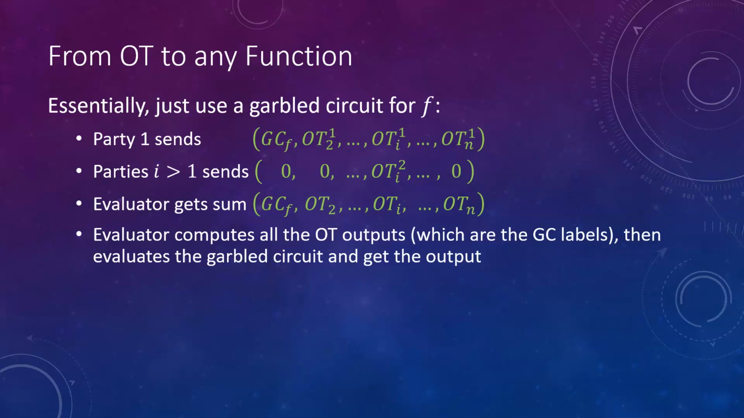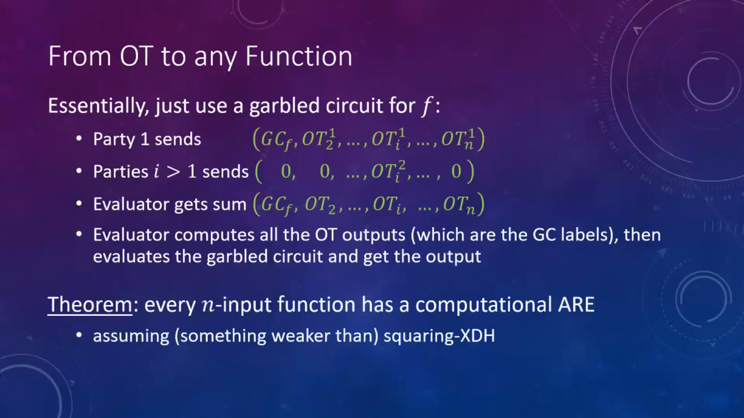The evaluator gets the garbled circuit in the first component, and gets the thing that lets it compute the oblivious transfer output in all the other components. Now it knows one label from each wire, and it can evaluate the garbled circuit and get the output. So putting all of this together, we have the theorem that says that every n-input function has a computational additively randomized encoding scheme under the same assumption that we needed before, which is something slightly weaker than squaring XDH.